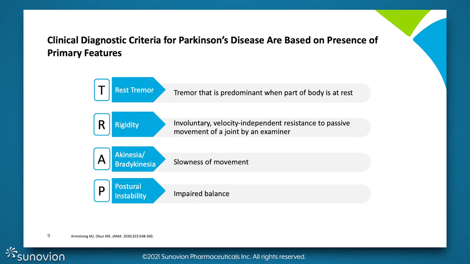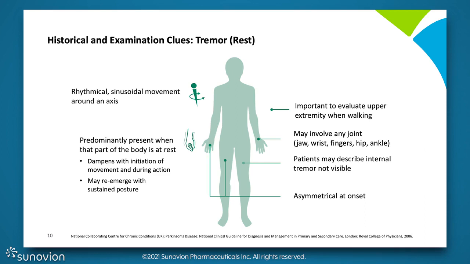All right, so we've talked a little bit about this already. The rest tremor, rhythmical sinusoidal movement around an axis, predominantly present when that part of the body is at rest, dampens with initiation of action, may reemerge with sustained posture. You need to evaluate the whole patient, looking at the face, looking at the arms, looking at the legs. And a patient may also describe an internal tremor that may not be visible. Typically, the tremor is asymmetrical at onset, so affecting one side first, and then one side more predominantly than the other side.